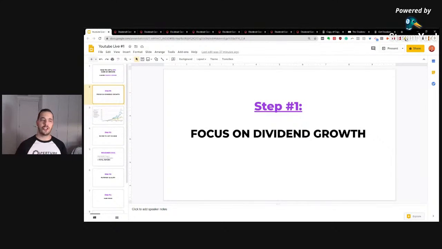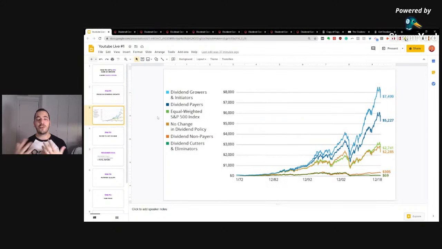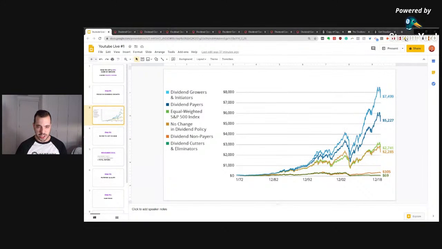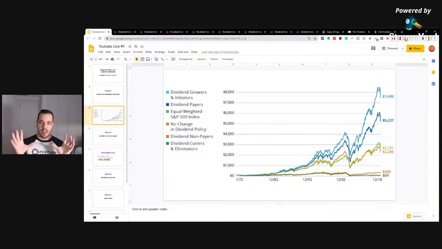That's very important. It's not just about the fact that a company pays dividends. Check this graph out on your screen right now. This is a very popular graph that gets used a lot by dividend growth investors, including myself. I love it. What this basically shows you is all the companies in the S&P 500, divided based on their dividend policy.